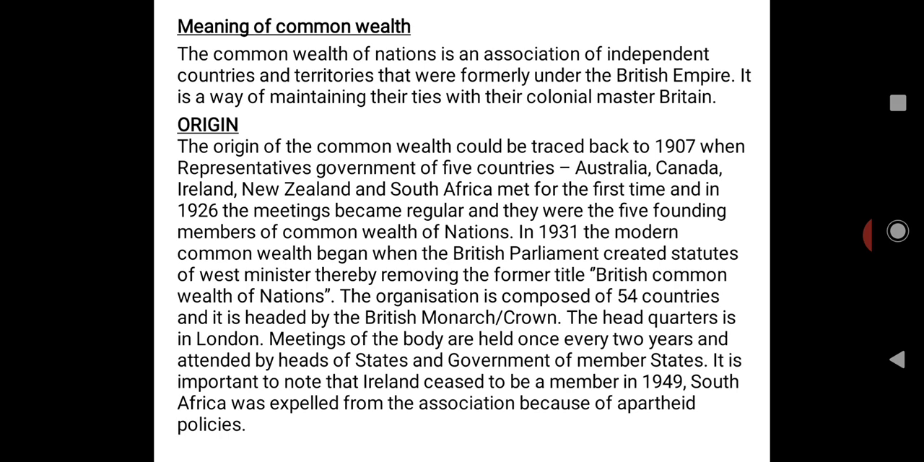It is important to note that Ireland ceased to be a member of Commonwealth in 1949, while South Africa was expelled from the association because of apartheid policies in 1961.